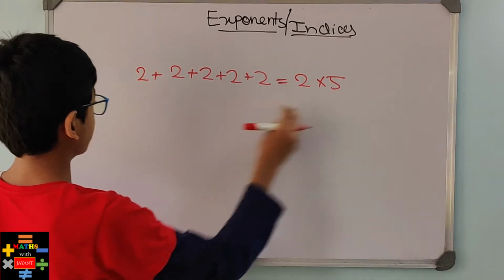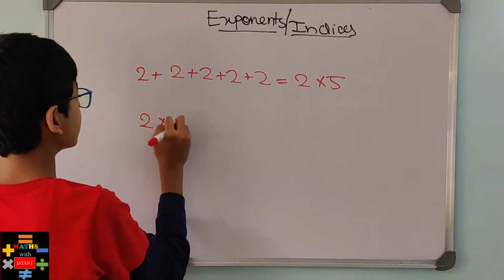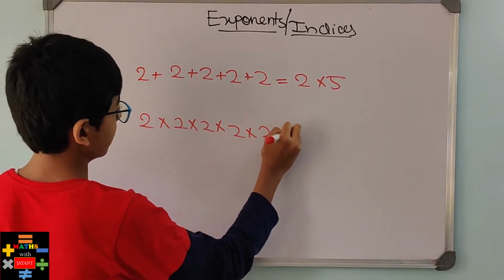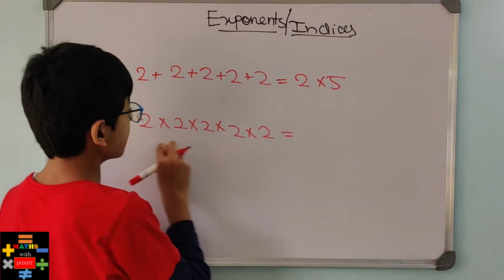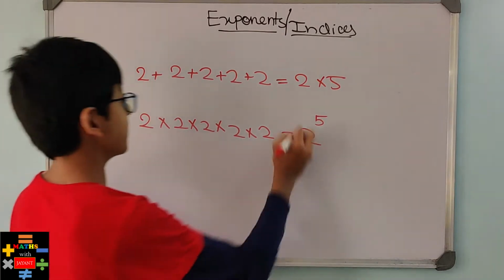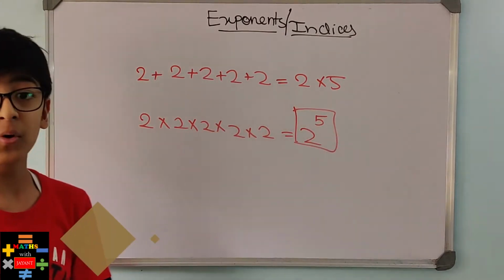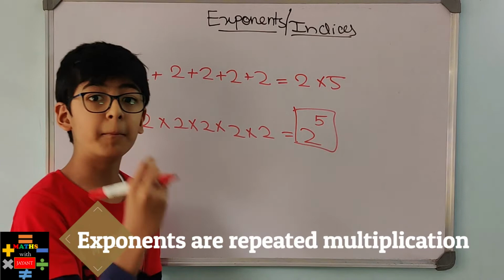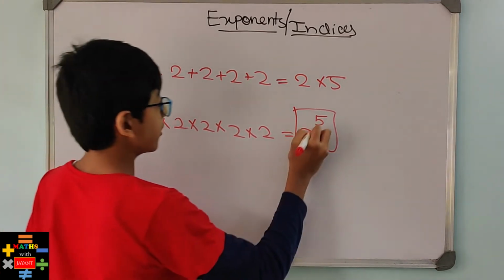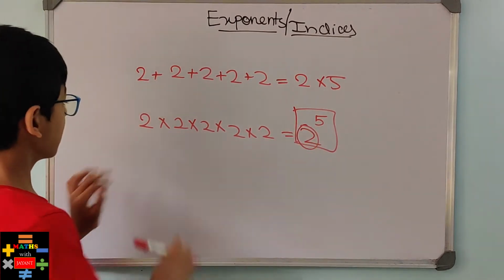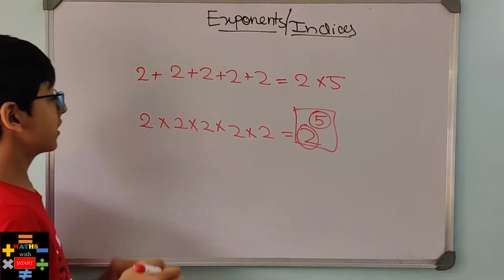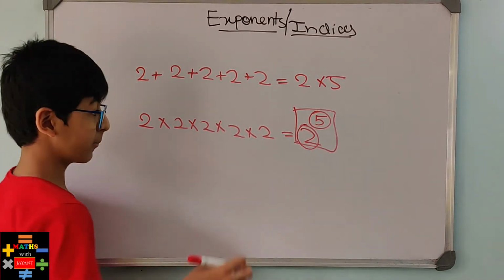So this is multiplication. Now suppose I'm doing 2 into 2 into 2 into 2 into 2. This is 2 being multiplied 5 times, and this is how you will write it. So exponents are repeated multiplication. This number is the number that is being multiplied, and this number tells how many times that number is being multiplied.